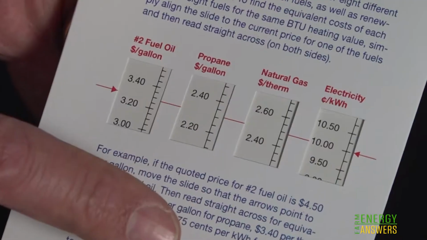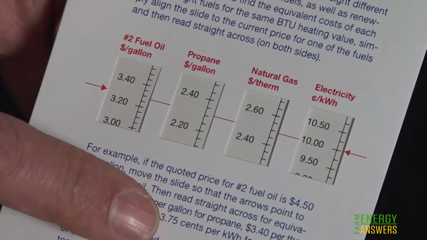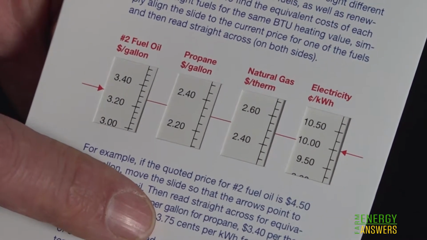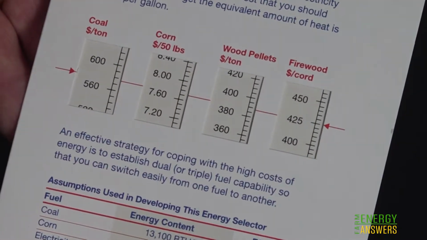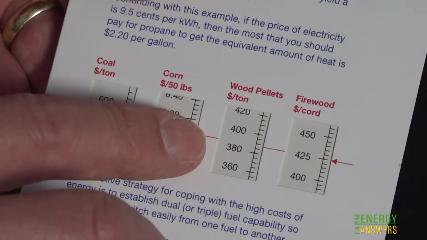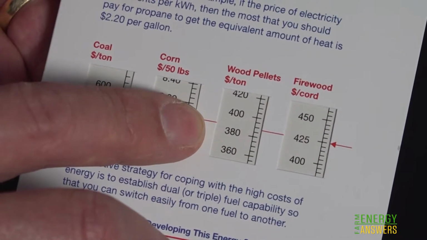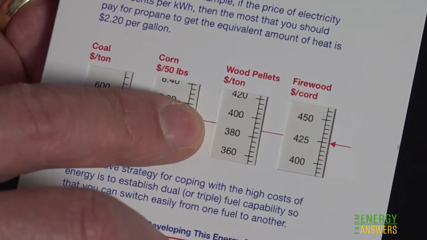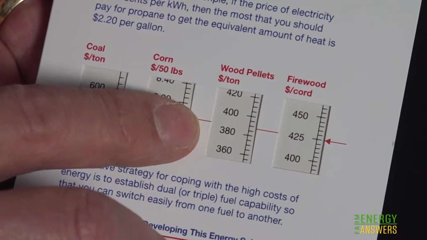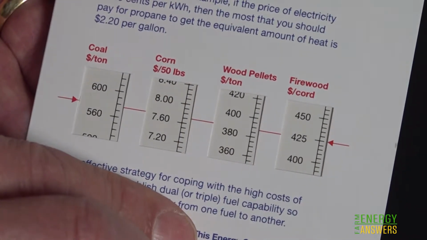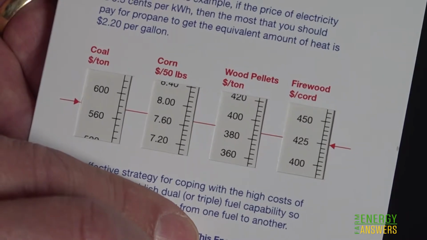Now let's take a look at the other fuel that the greenhouse grower is considering, wood pellets. When you flip over the Energy Selector, you see that the equivalent price of wood pellets is $390 per ton. However, the actual price of $200 per ton is much lower than the equivalent price. So at these prices, wood pellets are a 49% savings.